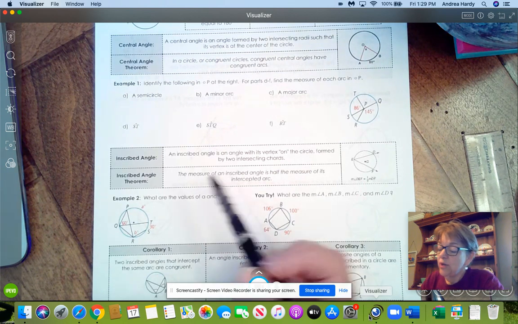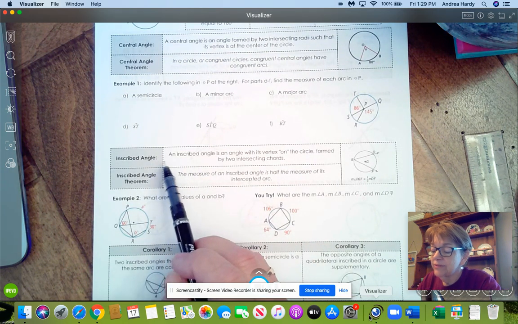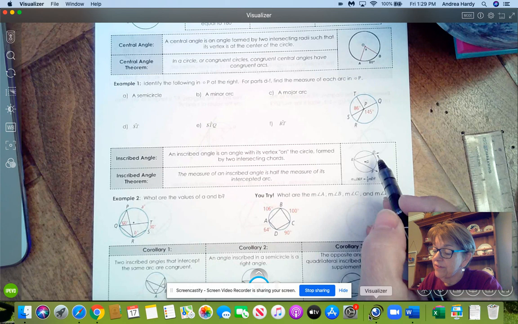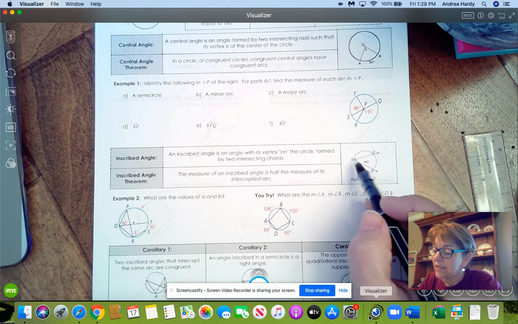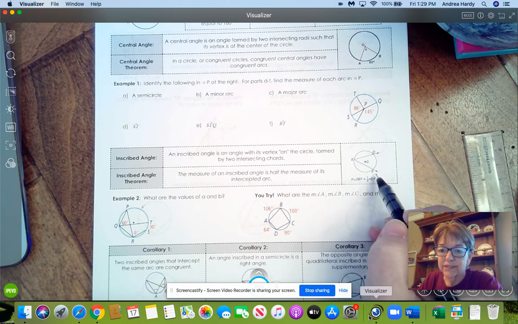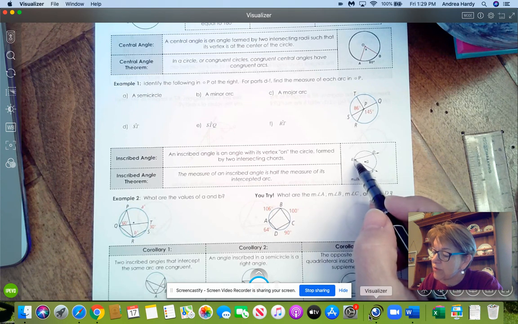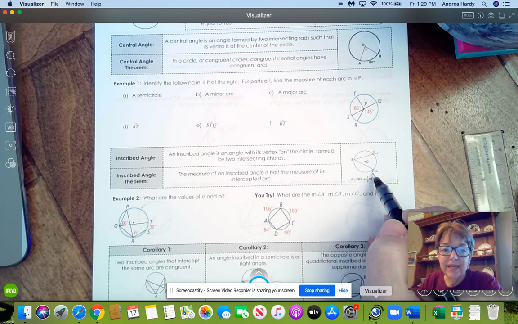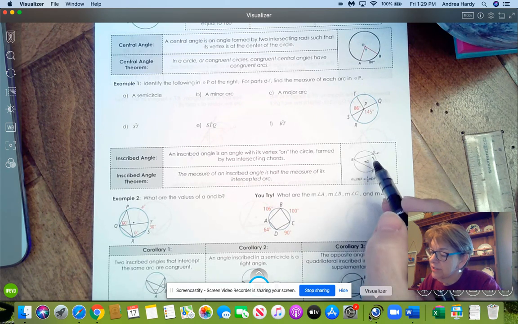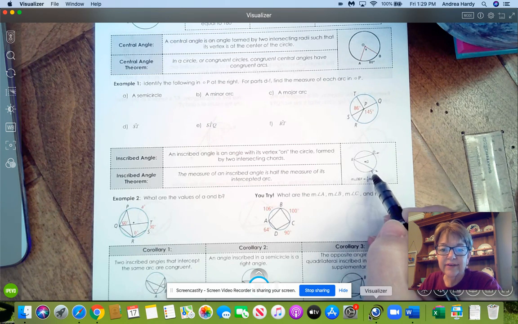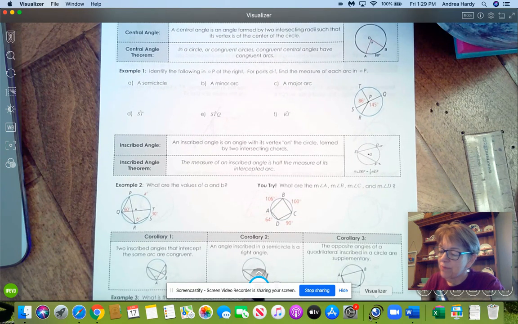We also have inscribed angles. An inscribed angle is an angle whose vertex is on the circle, formed by two intersecting chords, like this right here. So you have chord ED, chord EF. This is an inscribed angle. And the inscribed angle theorem says that the measure of this angle in here is going to be 1/2 of this big arc out here. So I'm going to give you an example right here.